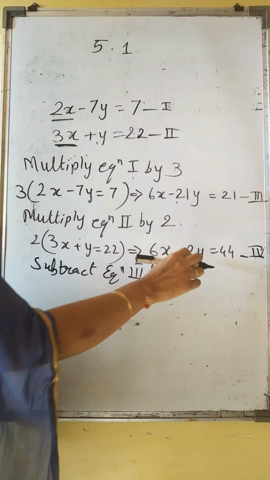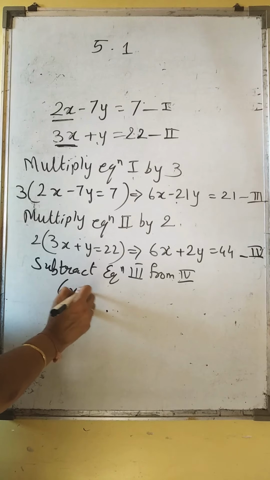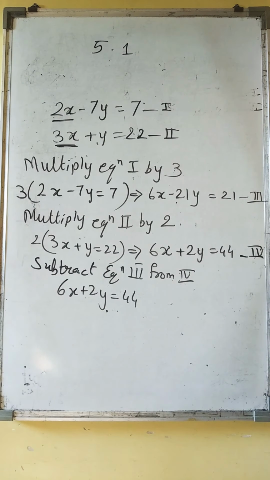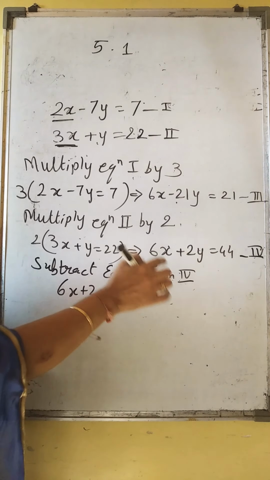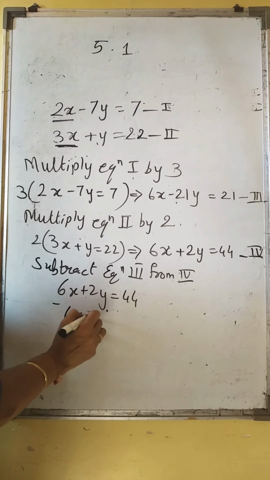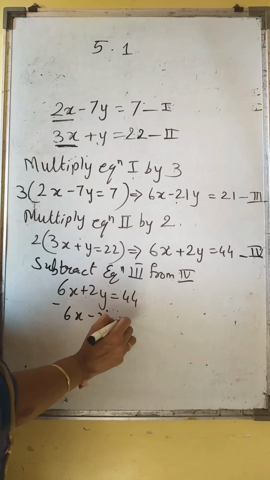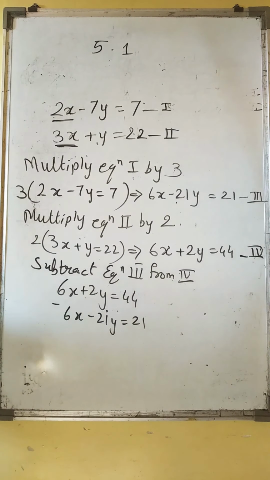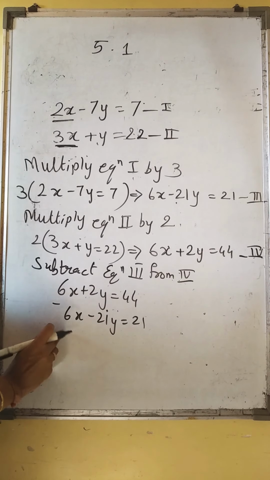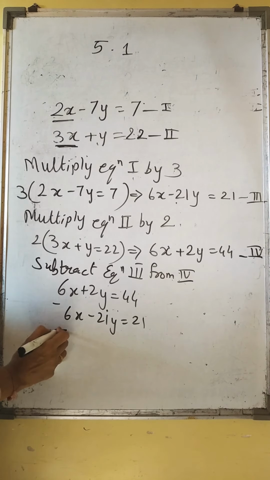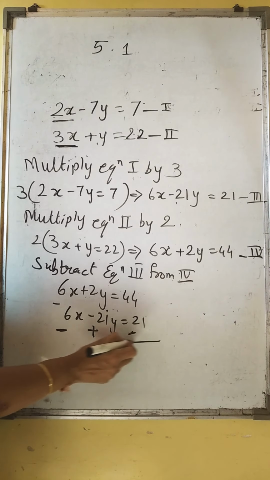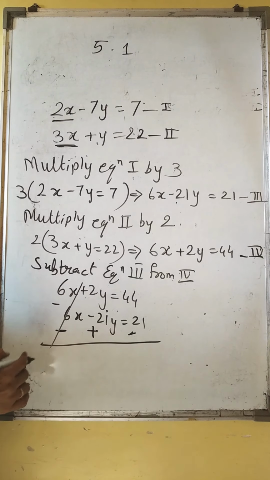So after from whatever you will write, that you have to write up. And then write down the equation number 3. As it is a subtraction, children, you are going to change the sign. So this was plus 6x, it will become minus. This was minus, it will become plus. This was plus, it will become minus. So this will get cancelled.